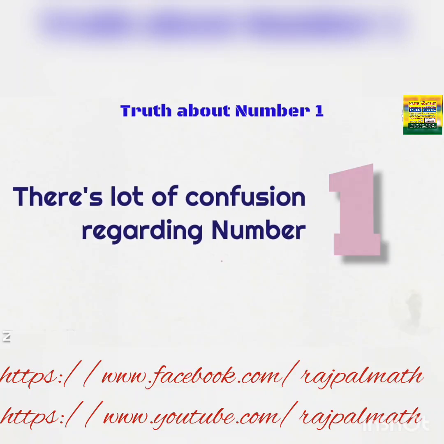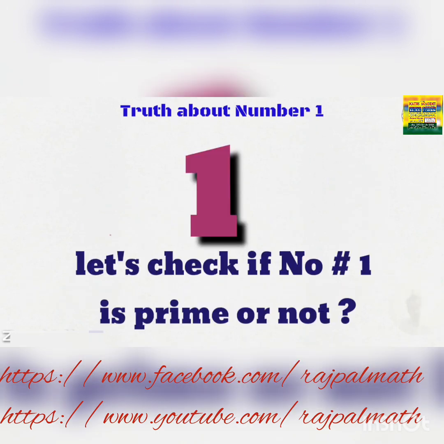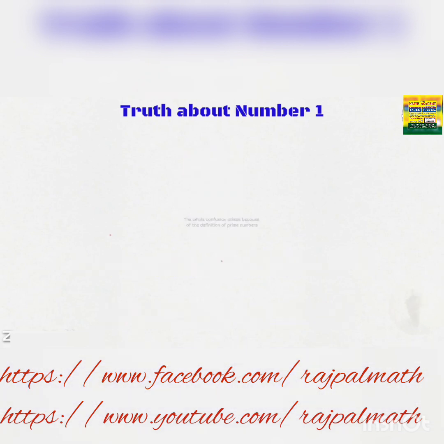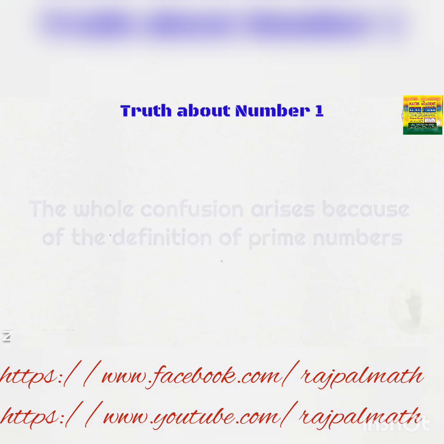There's a lot of confusion regarding number 1, whether it's prime or it's composite. Let's first check if number 1 is prime or not. The whole confusion arises because of the definition of the prime numbers.